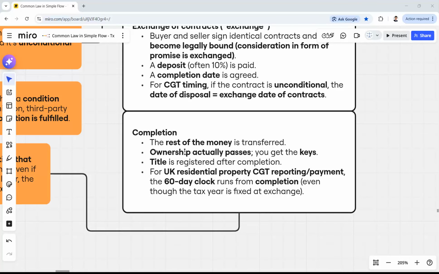Completion. The rest of the money is transferred, ownership actually passes, you get the keys, title is registered after completion. For UK residential property CGT reporting and payment, the 60-day clock runs from completion, even though tax year is fixed at exchange.